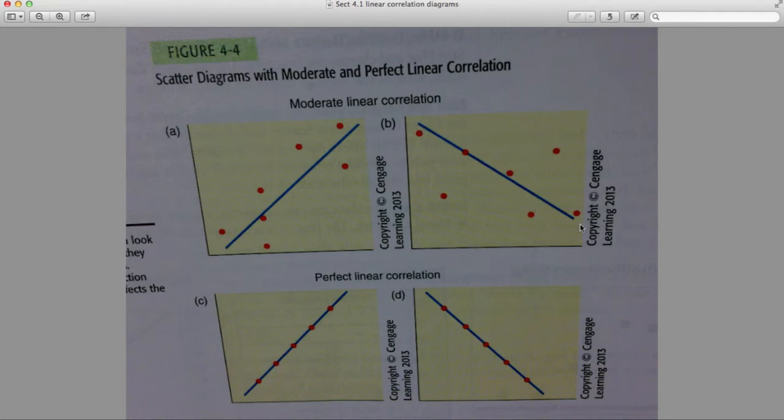If all the data points lie on the line, such as these 2 scatter diagrams, then that is defined as a perfect linear correlation, whether it is positive or negative. And in statistics, this almost never happens.